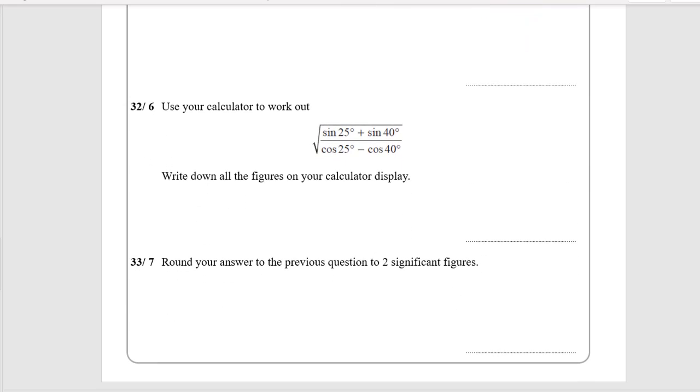Next, okay, number 32. Use your calculator to work out this calculation. Now, when I do this one, always remember, press the square root button first, then the fraction button, and then enter the numerator and everything on the denominator. Okay, and once you enter that, that will give us the answer. It says write down all the figures on your calculator display.